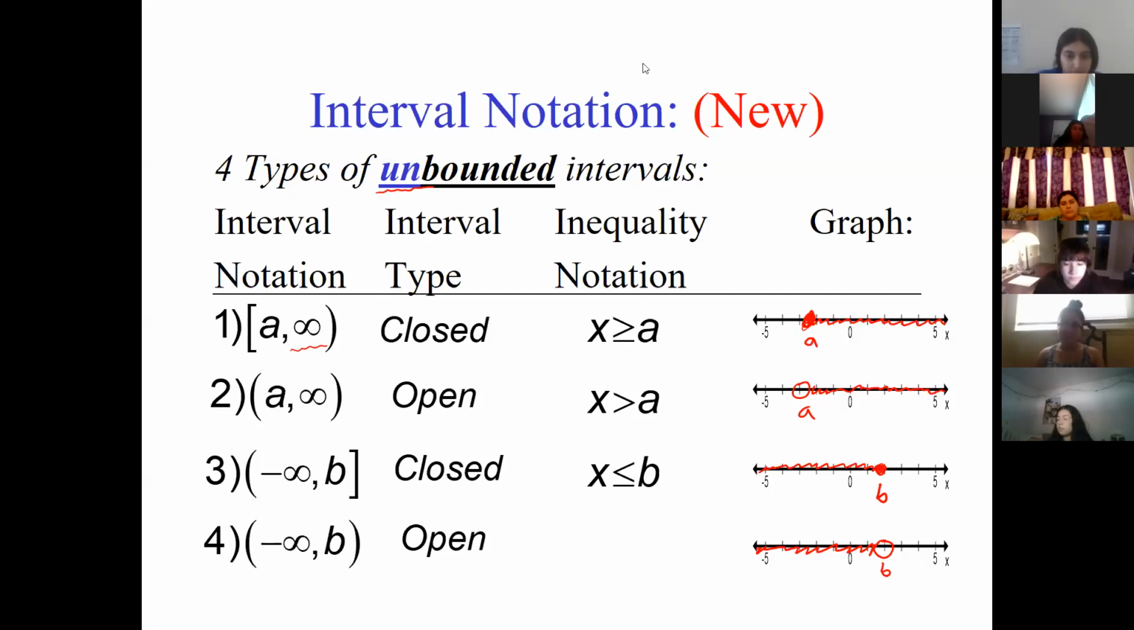So Xavier, yes, infinity always has a parenthesis, because infinity goes off forever. The bracket means you stop at that value. How do you stop at infinity? You can't. So infinity always has a parenthesis.